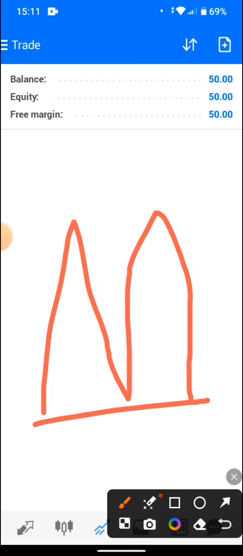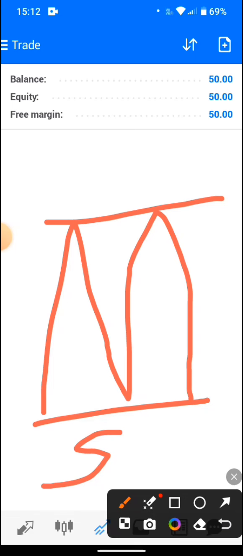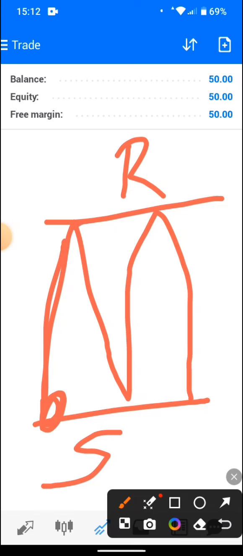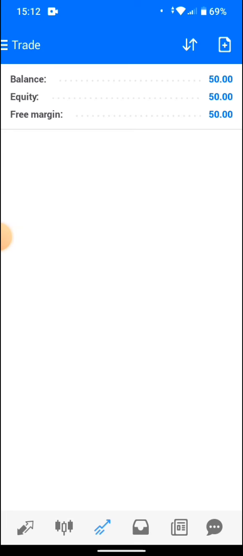So this at the bottom here is your equal low, which is also called support, and this at the top here is your equal high, which is also called resistance. You want to be taking buy trades at the support, and you want to be taking sell trades at the resistance. So these are the three types of market structure that we have.